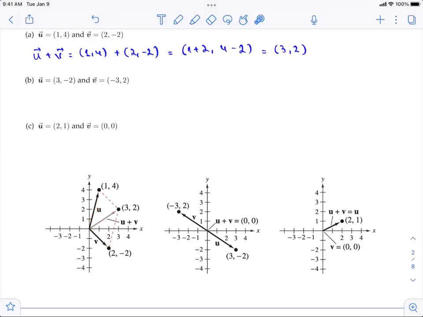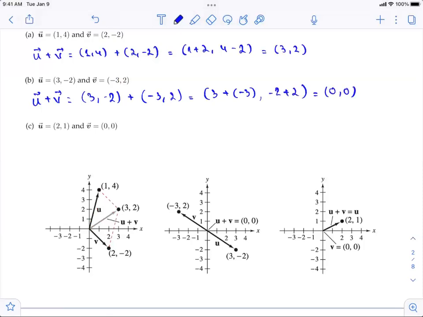Right? So the next example, you have u equal to 3, -2, and v equal to -3, 2. So u plus v is equal to 3, -2 plus -3, 2, or 3 plus -3, -2 plus 2, and you obtain the zero vector.